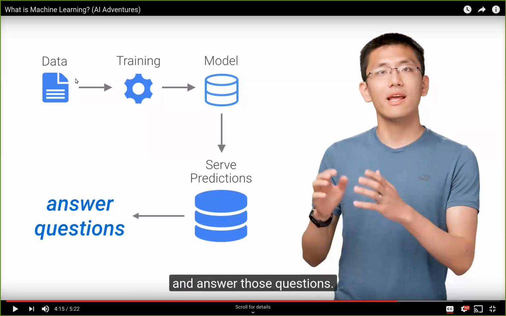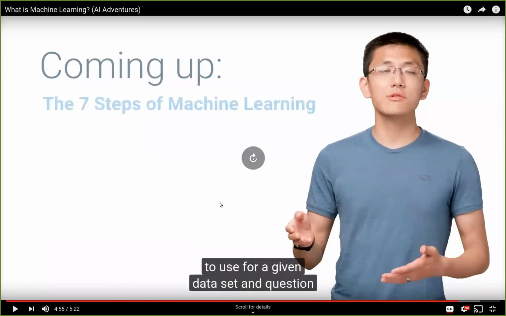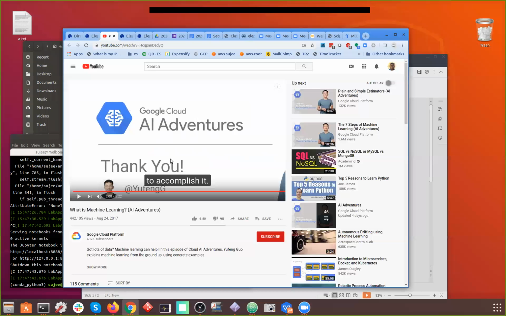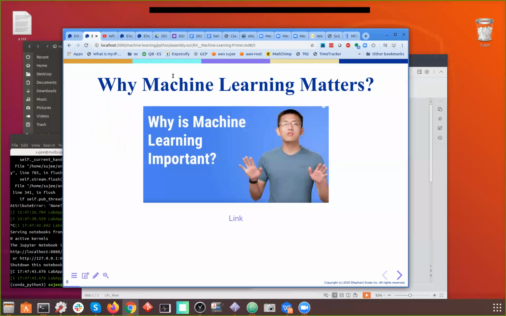So if you look at the workflow, I'm starting with the data. I'm doing the training. That gives me a model. And the model is the one that's answering the questions. We'll look at all these terms a little deeper, but I just want to give you a very high level view of what it means to do machine learning. That's going to make sense, right? Any questions on this video? I really like this one because it gives you a pretty good view of machine learning from Google.